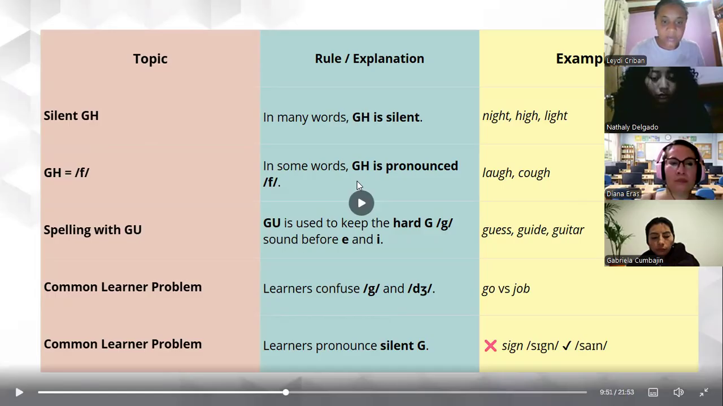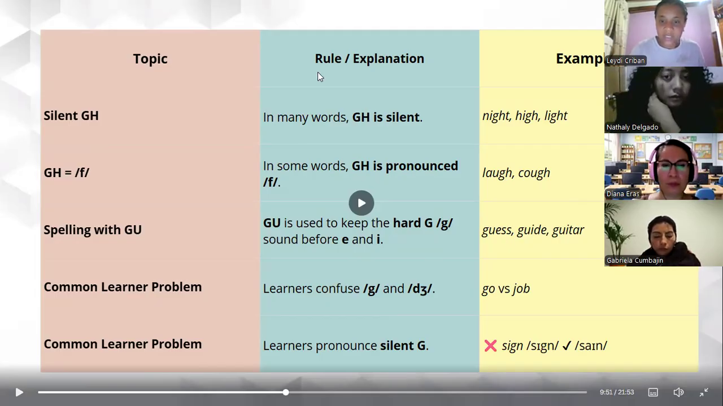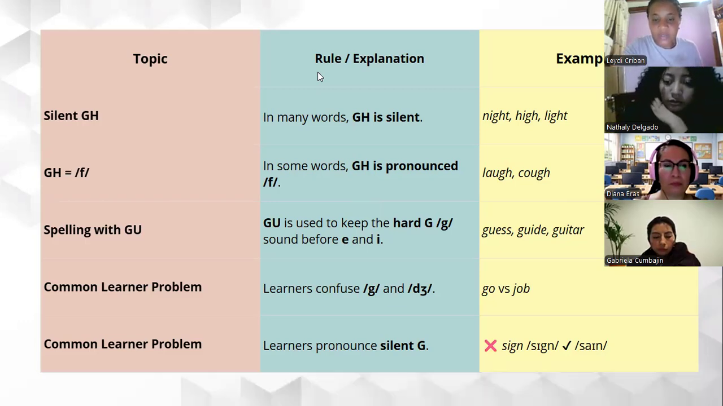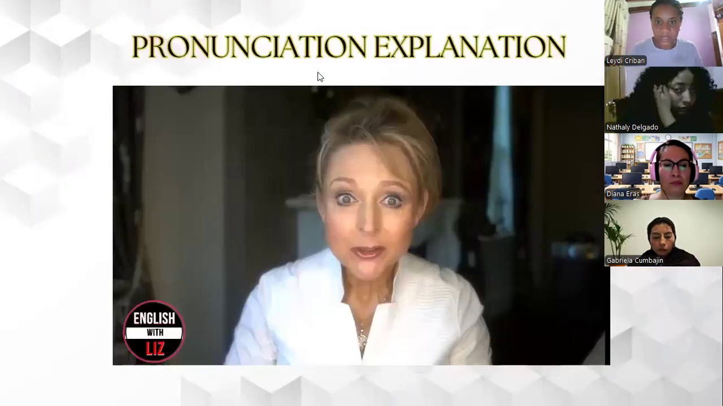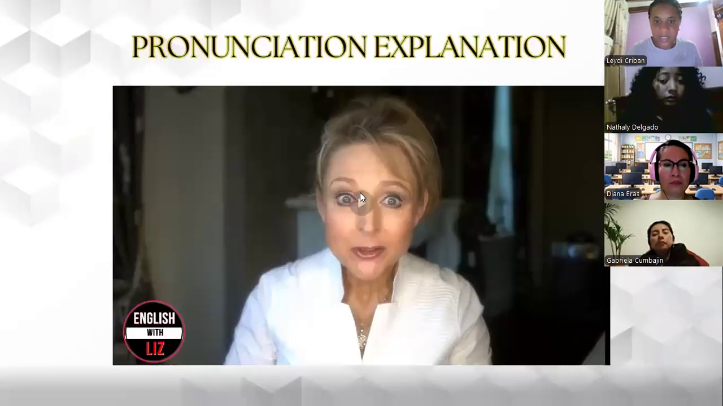When G is with U, it is used to keep the hard G sound before E and I. For example, guess, guide, guitar. Some common mistakes when we are learning English are that we confuse the soft G with the hard G, and sometimes we tend to pronounce the silent G. Final explanation.